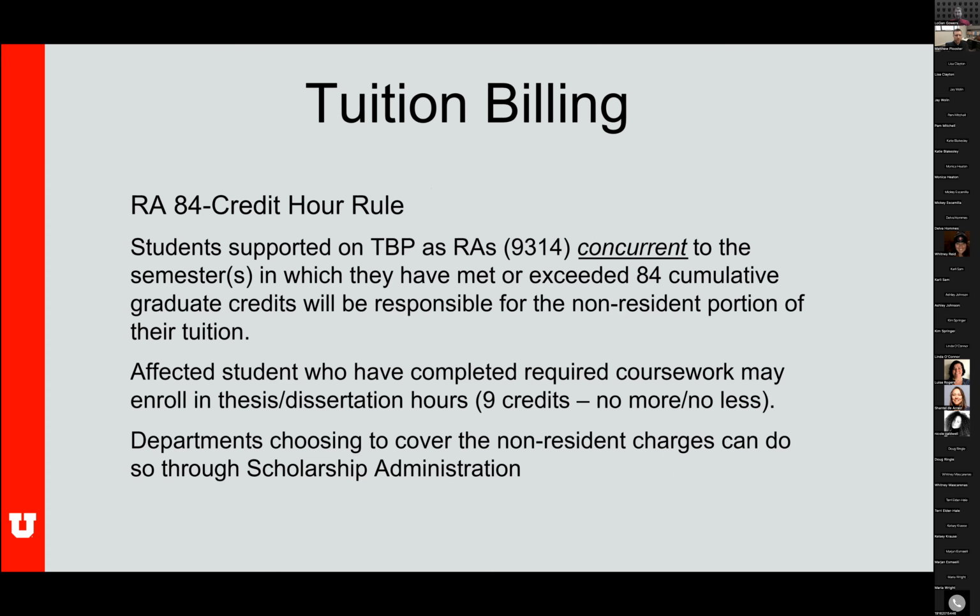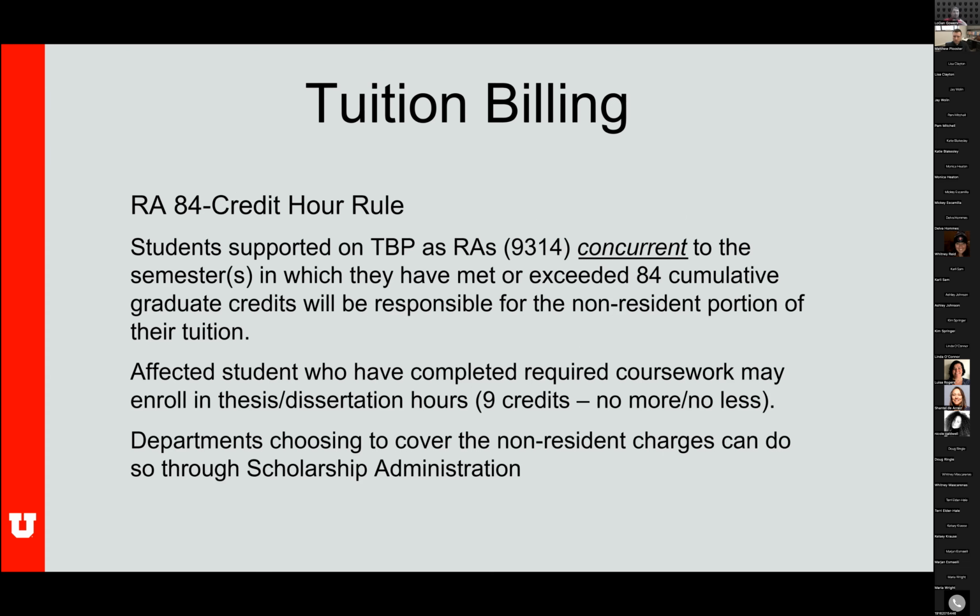Now, that 84 credit hour rule, students who are supported as RAs who reach 84 cumulative credits, and that is concurrent to the semester that they're in, so the moment they hit 84 credits, become responsible for the non-resident portion of their tuition. Now, if they're not a non-resident student, they're never going to see this as a problem because they're not getting charged like that. But if they are a non-resident student, all of a sudden they are going to see their bill become much larger than they were expecting. It is going to affect those students in all those cases. So you're going to want to make sure you're watching out for that.